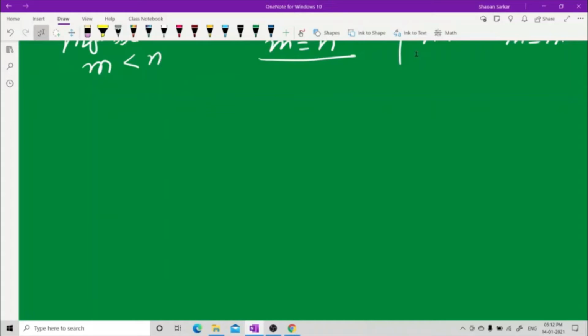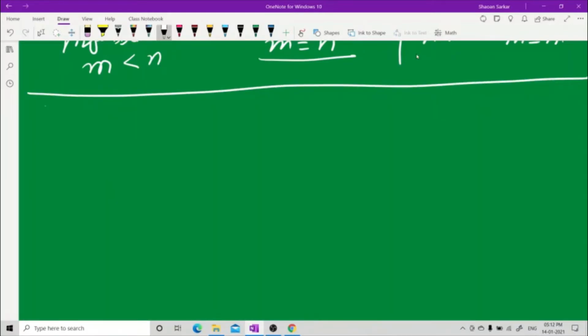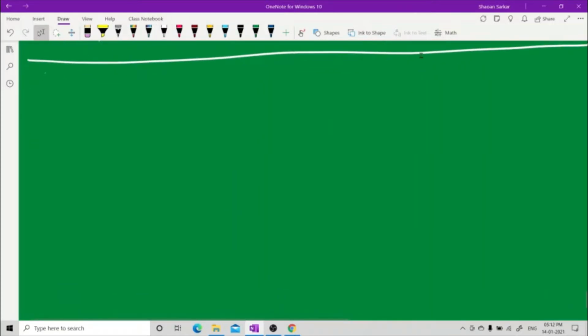So basically this method, I'll be using the row operations. I'll be using row operations to find whether we have a unique solution, no solution, or infinite solution. And this method is called the Gaussian method.